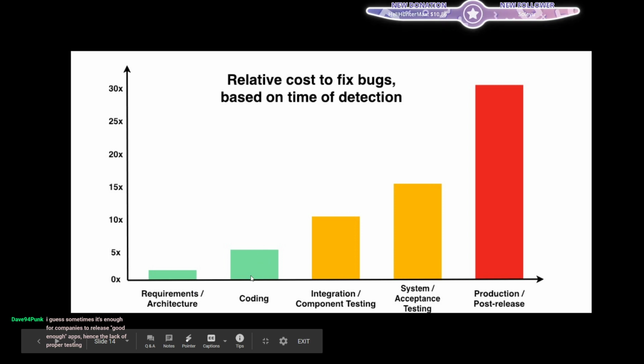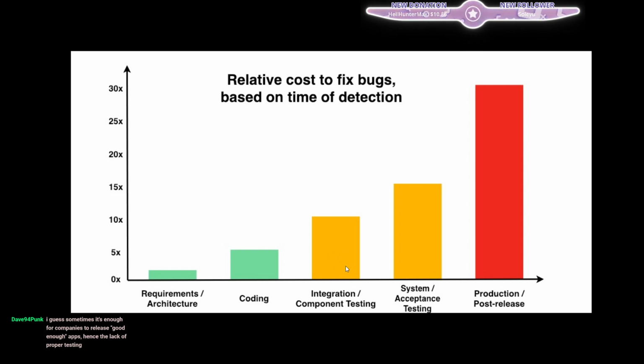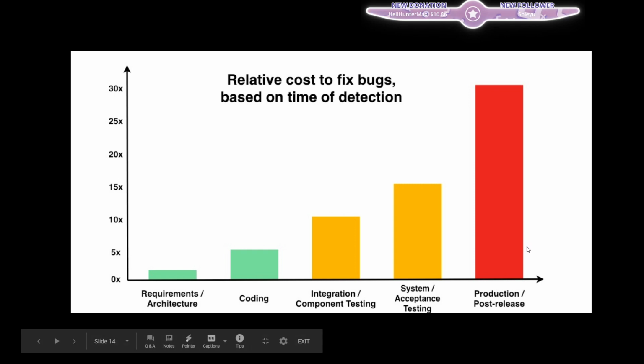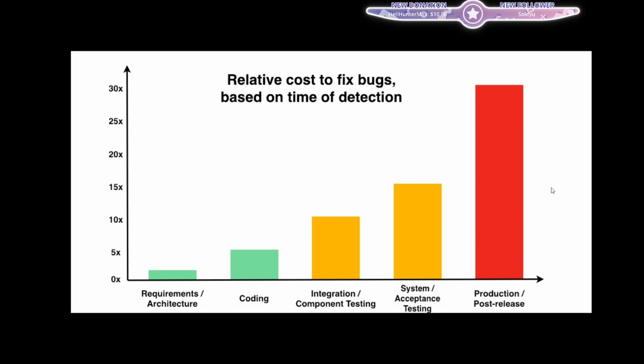And in the coding step, you cover the bugs with unit tests. In the integration environment, testers cover the bugs. In system acceptance testing, QA people test your product, your software. And finally, you don't want to end up here. And I think it's not 30 times, it's 100 times here. It's bad, horrible, and you don't want that.